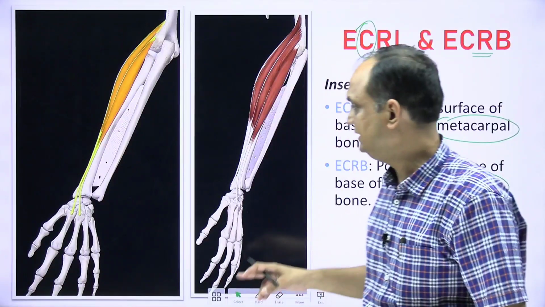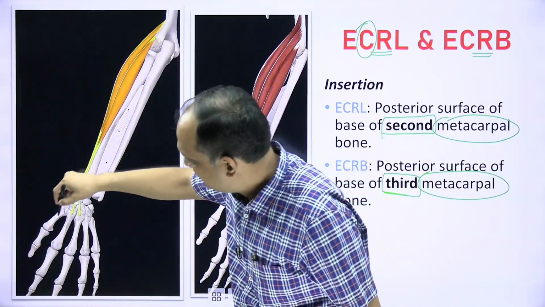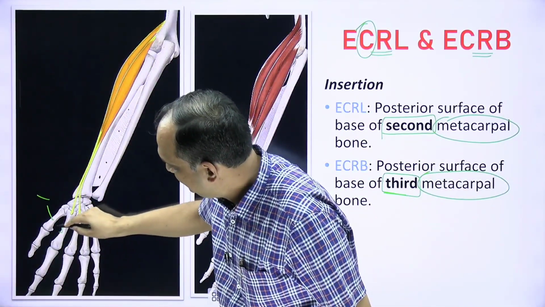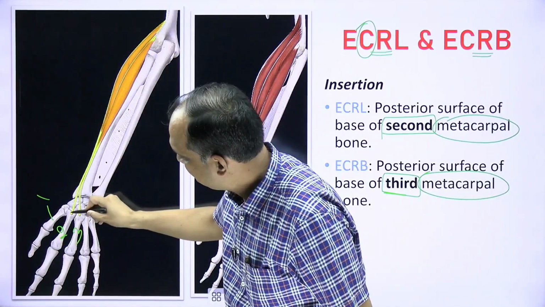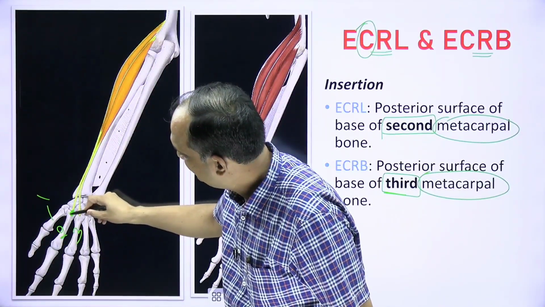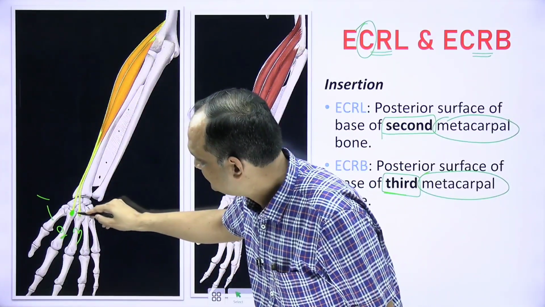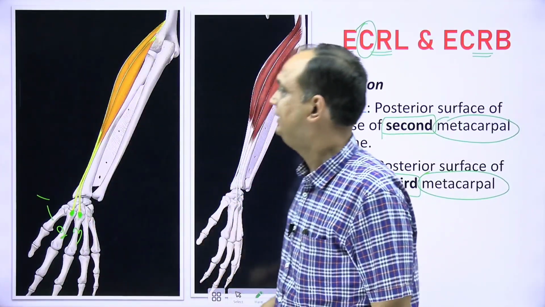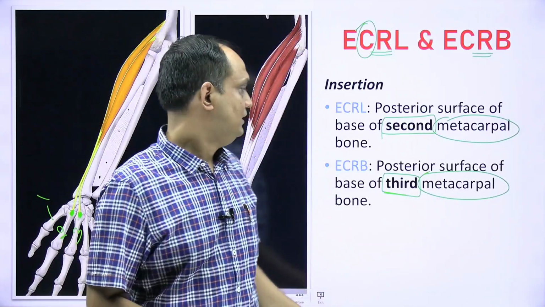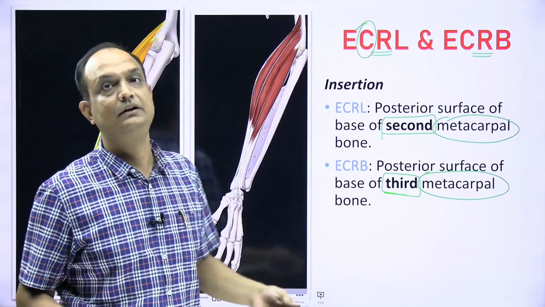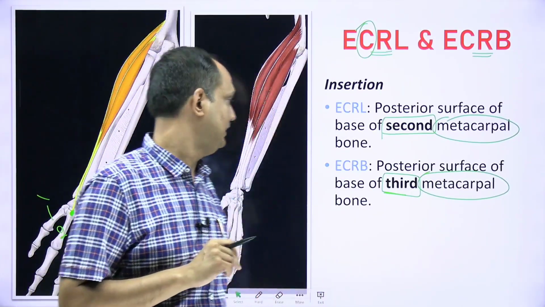So here you can see the insertion. Now this is your first metacarpal, this is second, and this is third. So this is the insertion of your extensor carpi radialis longus. This is the insertion of extensor carpi radialis brevis. Clear? So this is the important difference to always keep in your mind.